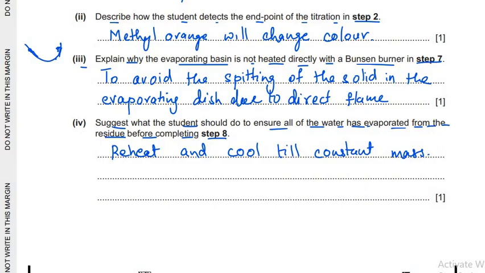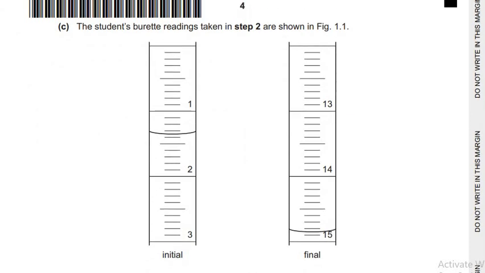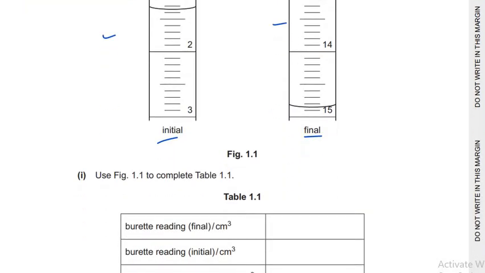Let's see what's ahead here with us. Okay, the student's burette readings taken in step 2 are shown in figure 1.1. So here we have two burettes with the initial and final readings to show us the burette readings. Okay, so use figure 1.1 to complete table 1.1, the burette reading final. Now final is the burette reading shown here.